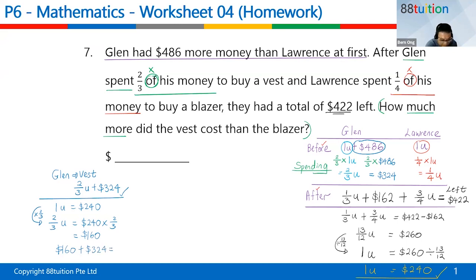So the vest is actually 160 plus 324. Remember, you're supposed to work them separately, the 2/3 unit and the 324. They are 2 different things. And the total is 484. Wow, the vest is quite expensive. Okay, so this is the vest.